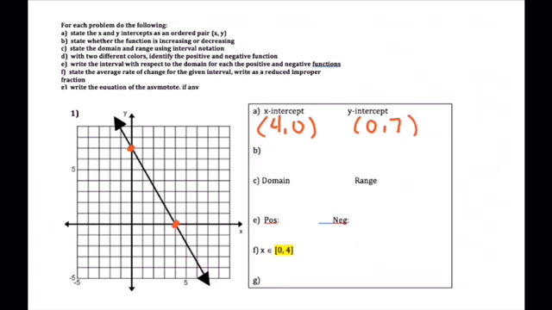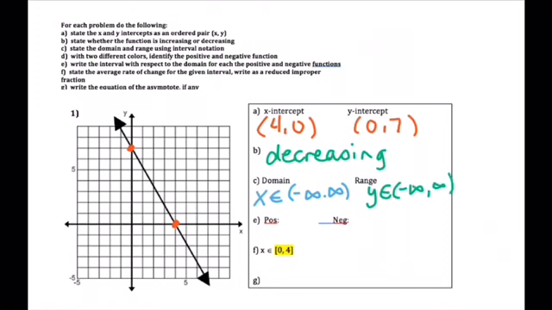Okay, B, state whether the function is increasing or decreasing. Since when we start at the left, it goes down, this is going to be a decreasing function. Okay, the domain is going to be, as with all linear equations, all real numbers. So it's going to be x is an element of -infinity to infinity. And similarly with the range, all linear equations are -infinity to infinity because it goes down to -infinity and up to infinity. Okay, I'm going to skip E for right now because that's the new part.